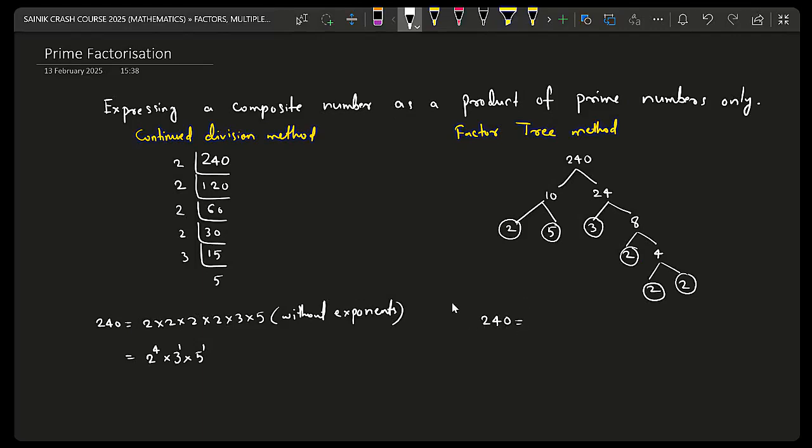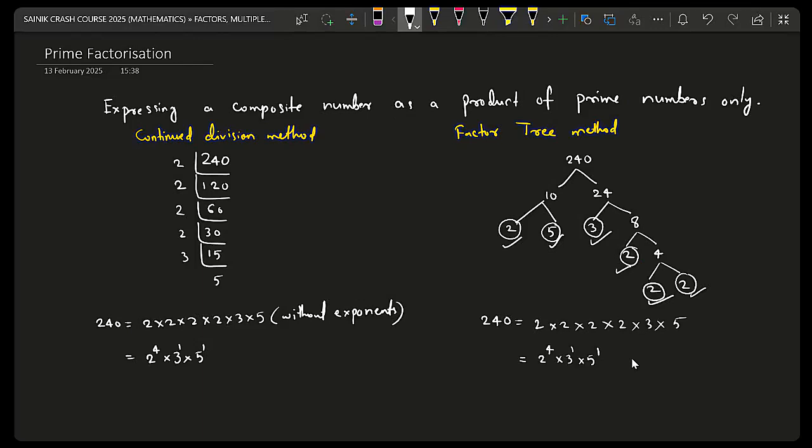If I write in the ascending order, 2 I write here, 2 I write here, 2 I write here, 2 I write here, and then 3 I'm writing, and then I'm writing 5. So we got the same answer. Even if you can write in exponents also, 2 power 4 into 3 power 1 into 5 power 1. So if you want, you can copy this concept, and based on this, you're going to get questions.